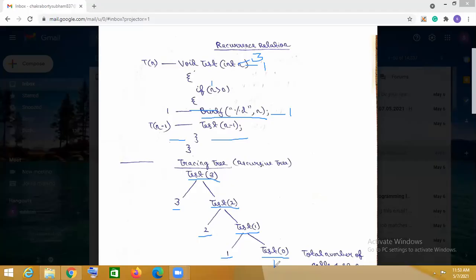Now you can see how much time is required to do that. Mainly, what is our algorithm doing? This algorithm is printing a value and calling a function.